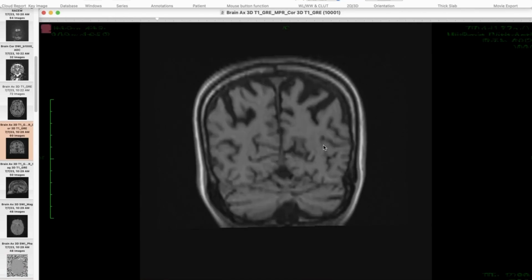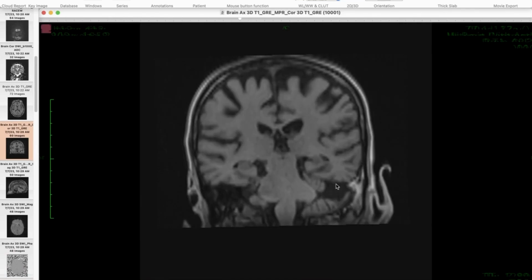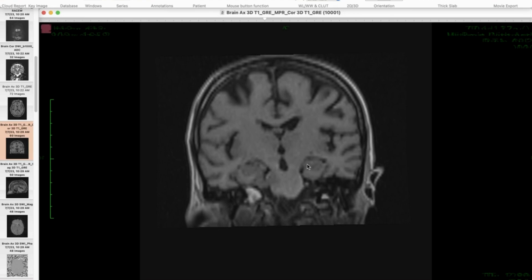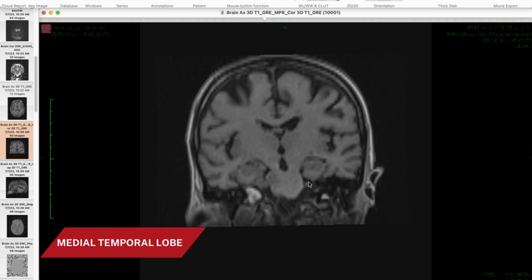And then we'll go over a little bit of anatomy as well to kind of circle back to that. So this is right here what I'm circling, the medial temporal lobes.